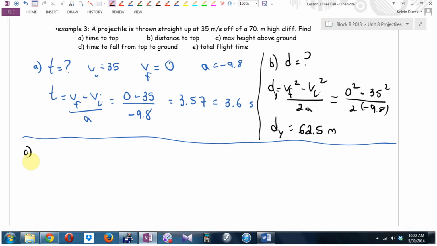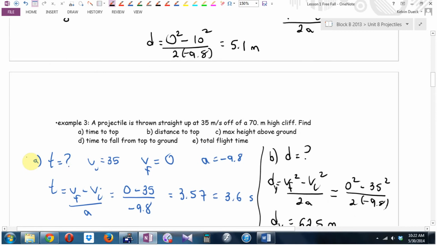What does C want me to find? Max height above the ground. How can I do that? Isn't the answer 62.5? Minus it from 70? Or add? I don't know.